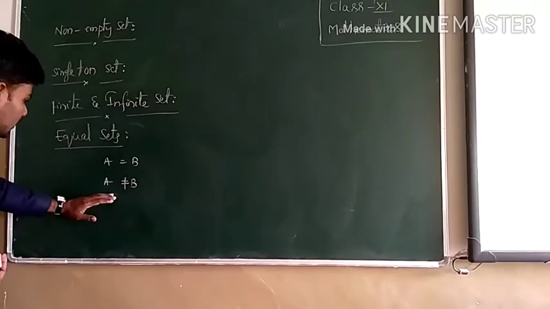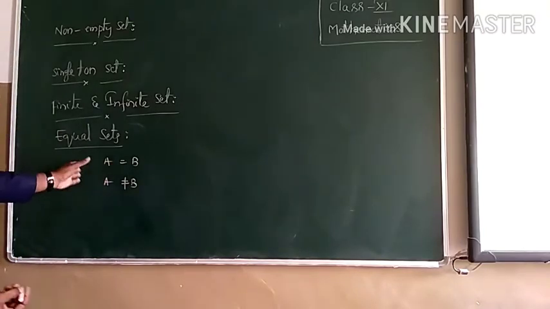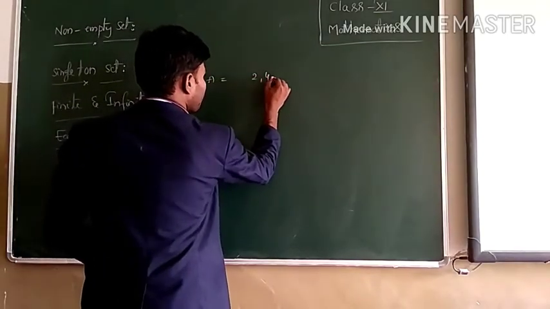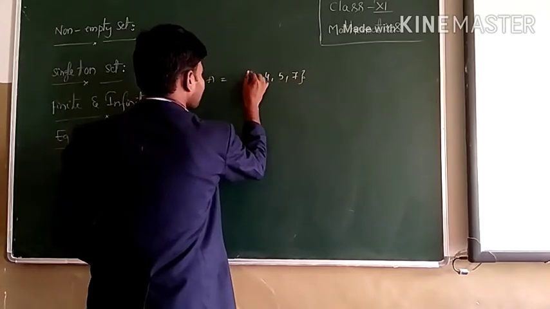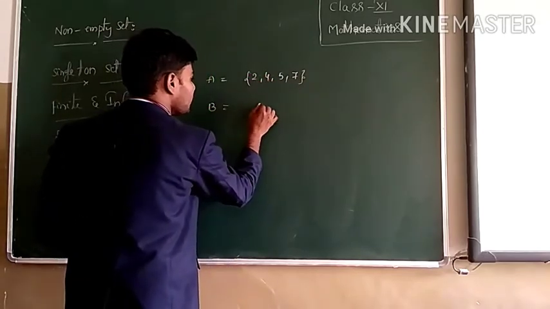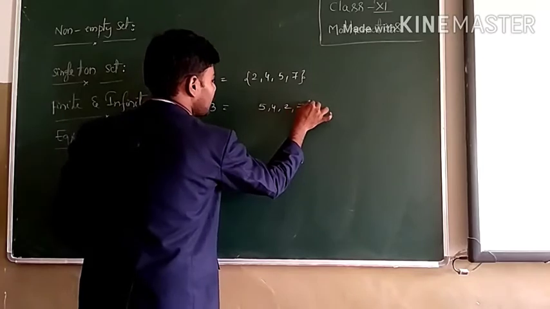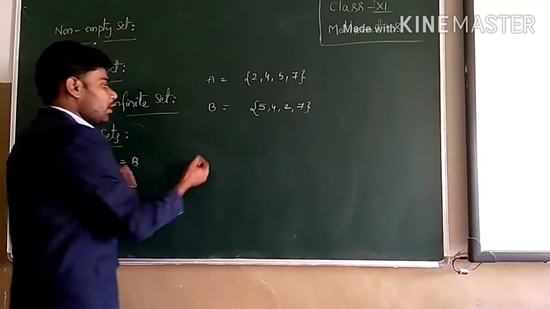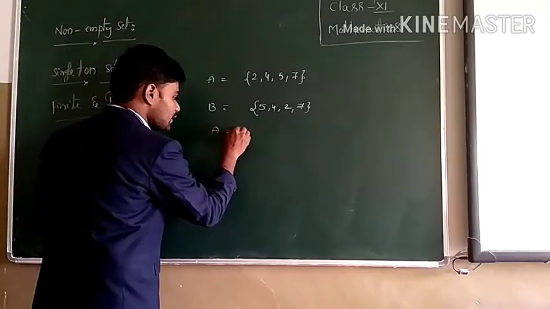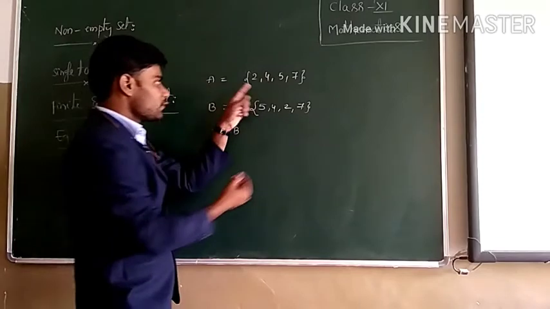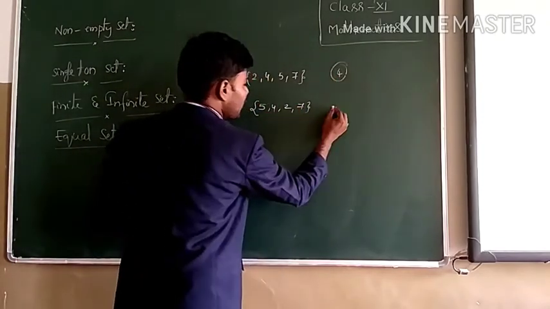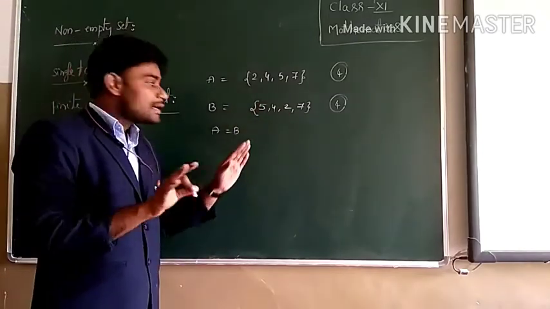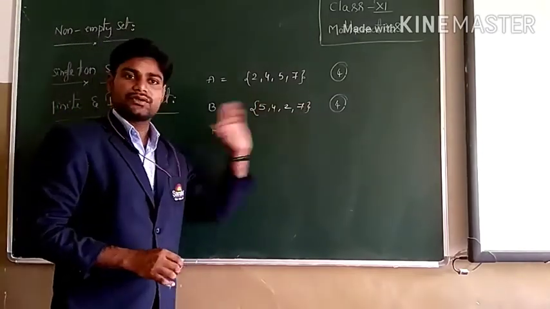We can understand this in a better way with an example. Suppose A equals {2, 4, 5, 7} and B equals {5, 4, 2, 7}. Here we can clearly say that A and B are equal sets. That means A equals B, because A has 4 elements and B also has 4 elements, and in both sets these 4 elements are the same. So that's why A equals B.